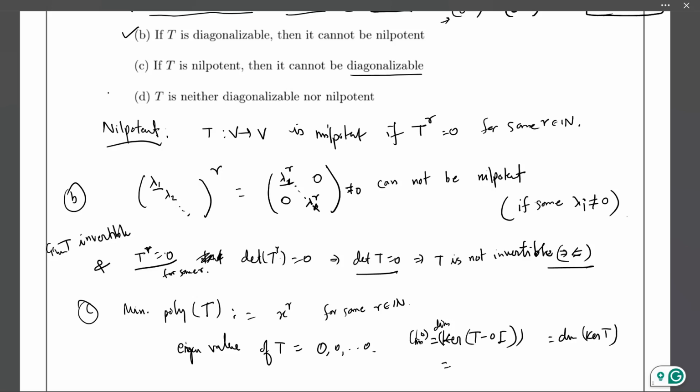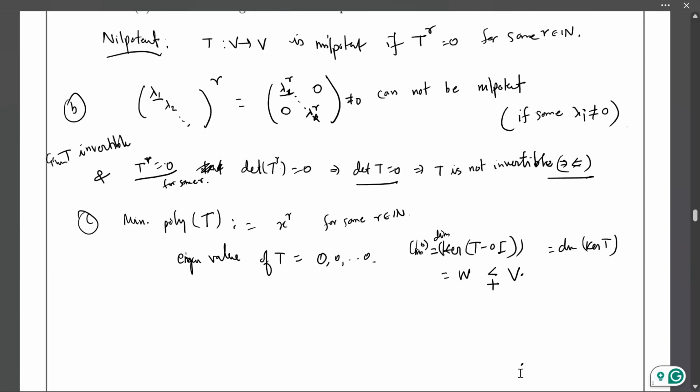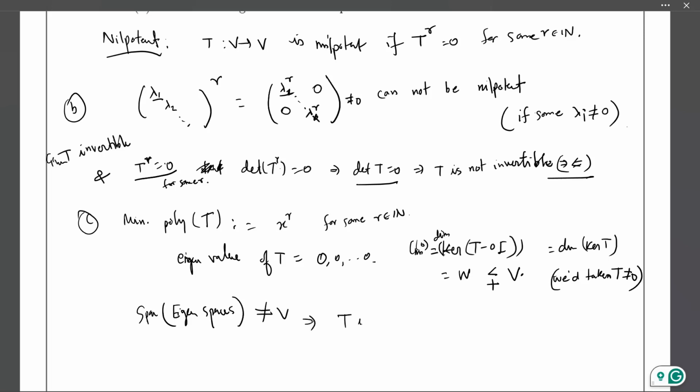If T was non-zero, what is the kernel? This is some W, which is a fixed subspace of V. So you have only one eigenspace. We had taken T non-zero, so the kernel of T will be some proper subspace. So what can you say? The span of the eigenspaces is not equal to V. This implies T is not diagonalizable.